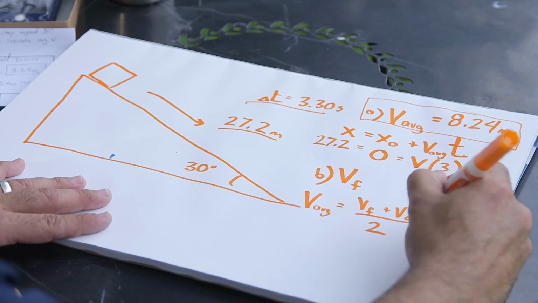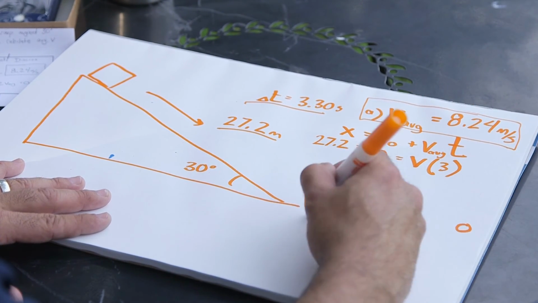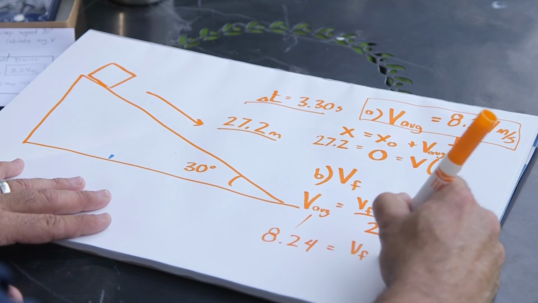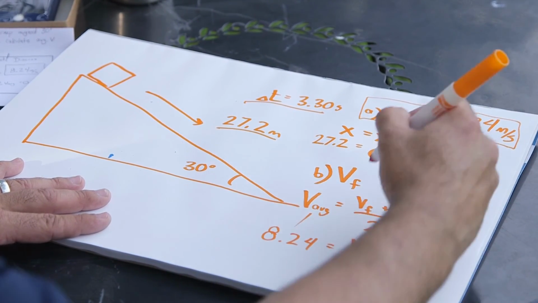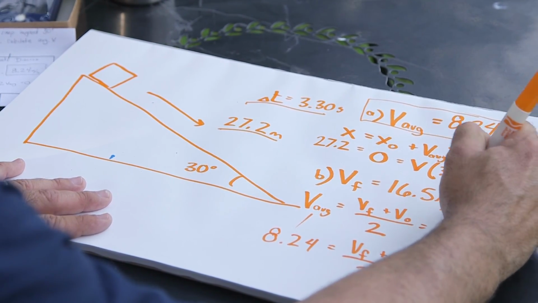Well, I know the initial is 0. I just found the average was 8.24. So I'll put the 8.24 right here. I'll find the final in a second. I'll plug in the initial velocity, and it turns out the final velocity is 16.5 meters per second.